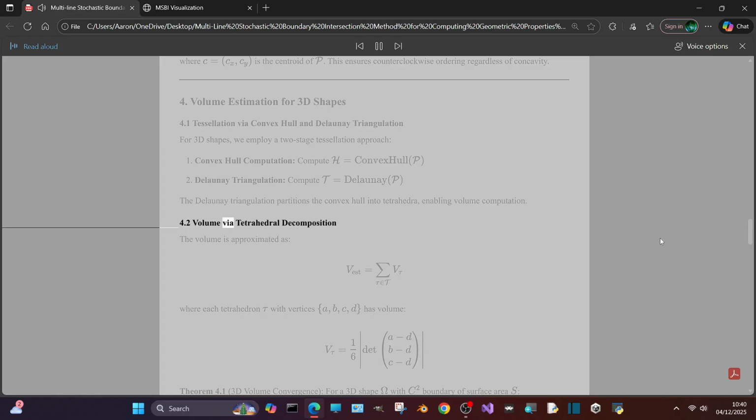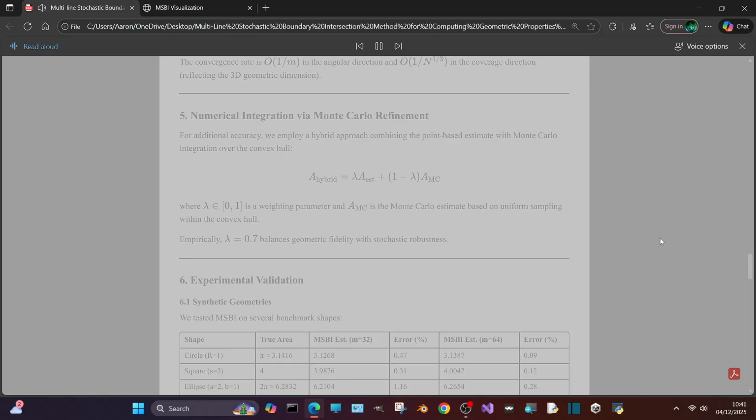4.2 Volume via tetrahedral decomposition. The volume is approximated as a sum over tetrahedra, where each tetrahedron with given vertices has a known volume. Theorem 4.1: 3D volume convergence for a 3D shape with boundary of surface area. The convergence rate is different in the angular direction and in the coverage direction, reflecting the sampling geometry.